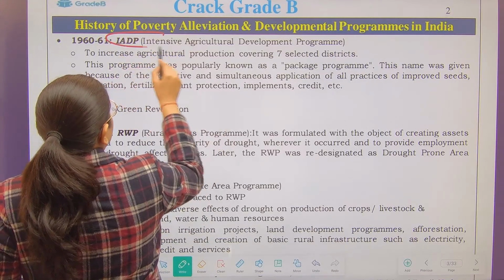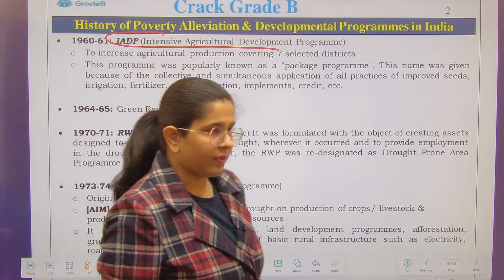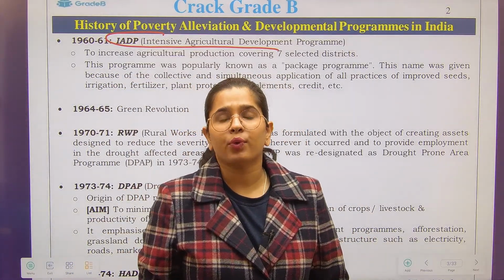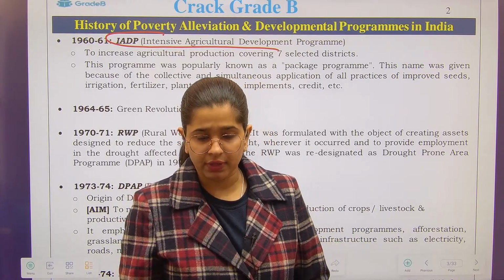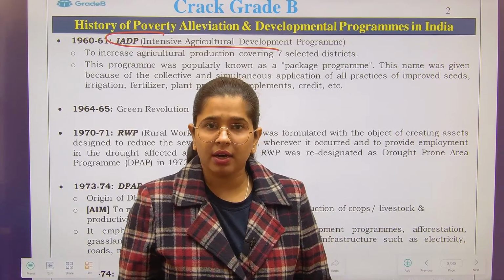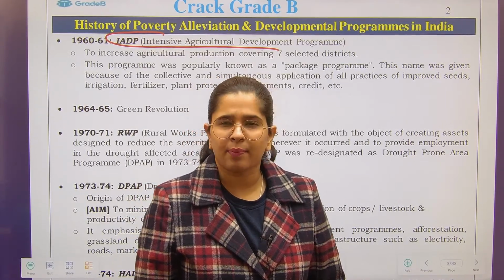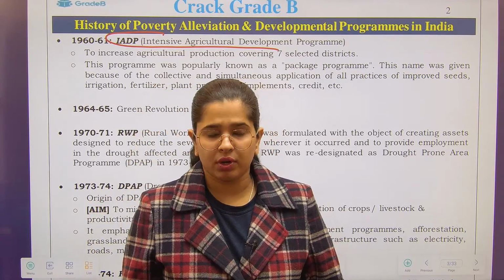IADP is the Intensive Agricultural Development Program, started in 1960-61. At that time, India was facing food shortage. We were importing food grains from various countries all over the world. The USA was a big support to us at that time, along with some other policies run by the USA.